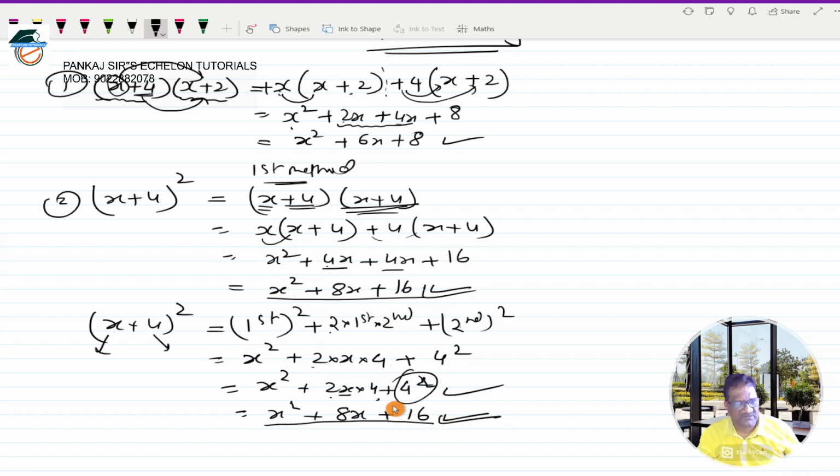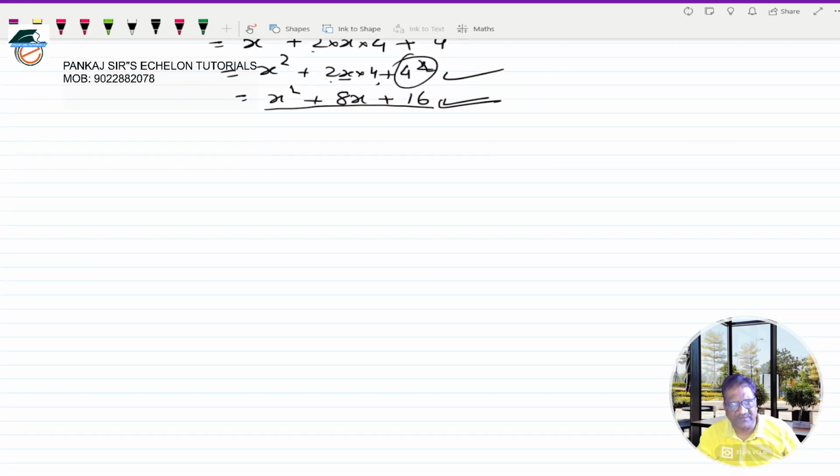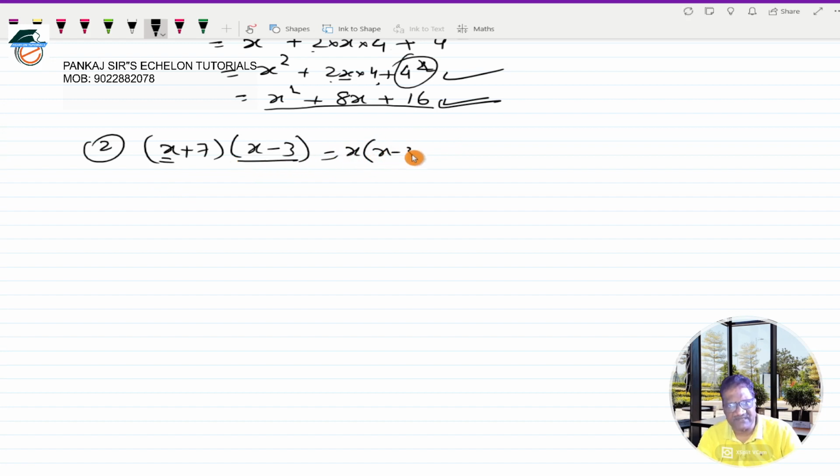Okay, so slowly and steadily now I am coming to the examples. Okay, let us try out this example number 2. Suppose you have say x plus 7 and you want to multiply it with x minus 3. Okay, so what you will do? Simple. Take the first term x, multiply with the second bracket x minus 3, then take plus 7 and multiply with the same second bracket x minus 3. First step is over. Now open the bracket.